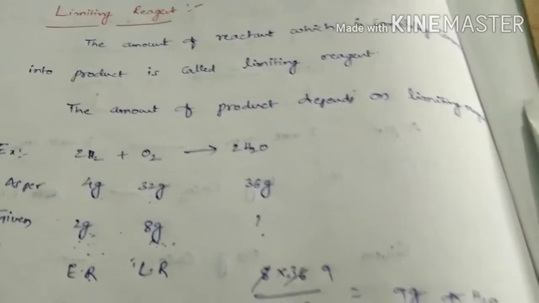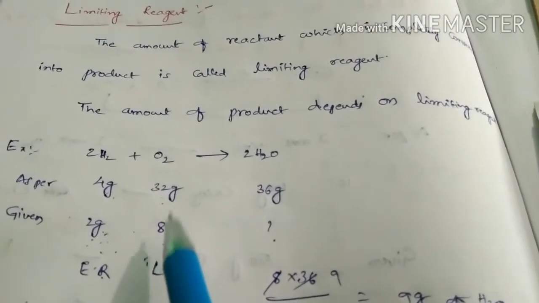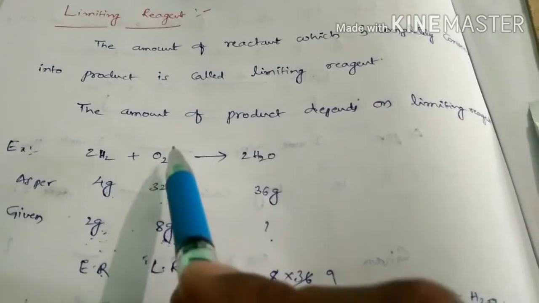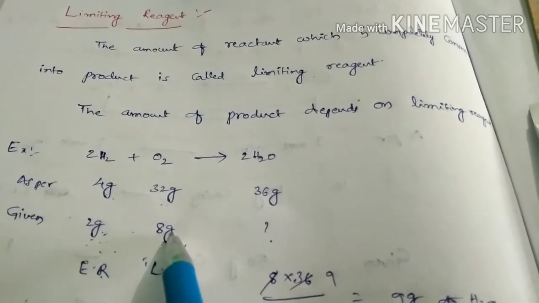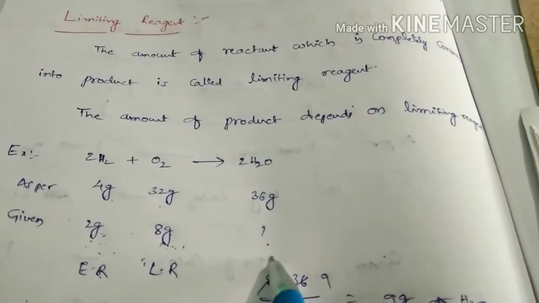So we found the limiting reagent. What is the limiting reagent in this reaction? Oxygen. Oxygen is the limiting reagent. Then we can calculate the amount of water. How?